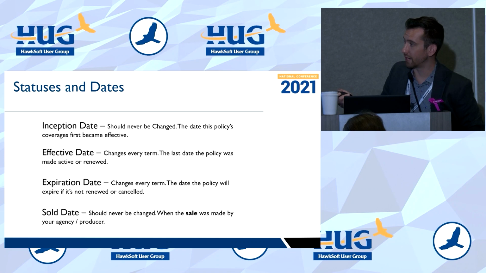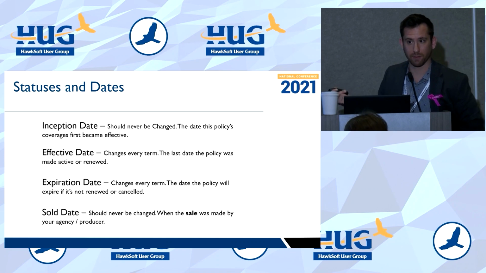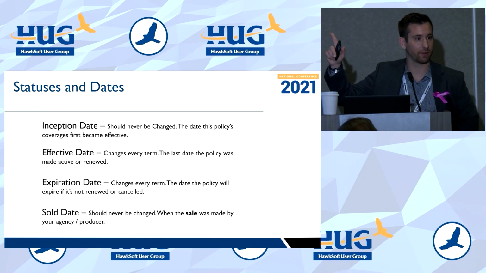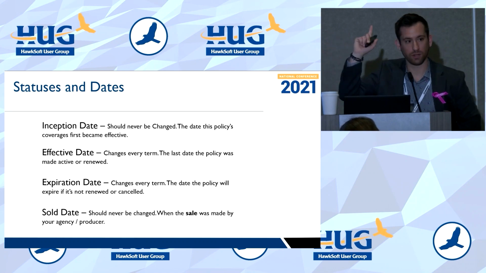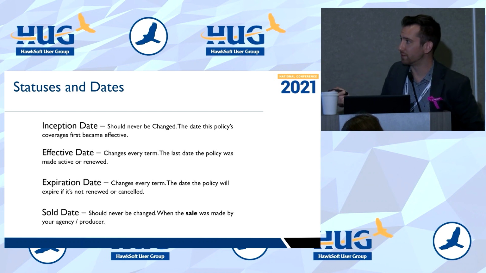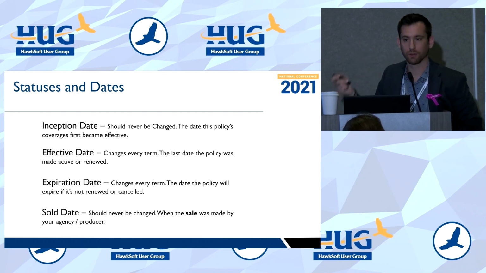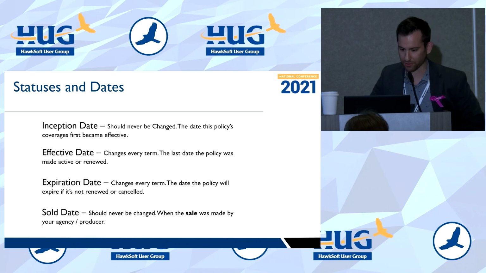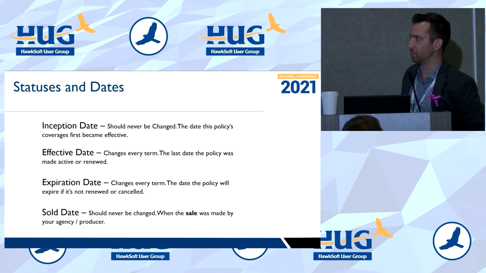Effective date is a dynamic date. What does a dynamic date mean? Does anybody know what I mean by that? Exactly. When does that change? Every renewal. When does inception date change? Perfect. Yep, you guys are following me. This is awesome. So the expiration date and effective date are both dynamic dates.